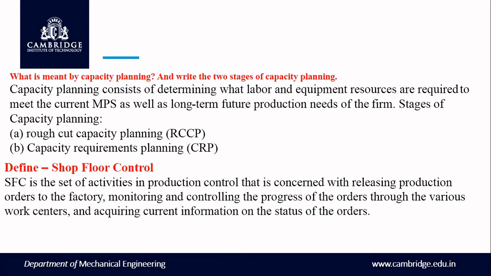Shop floor control is the set of activities in production control that is concerned with releasing production orders to the factory, monitoring and controlling the progress of the order through the various centers, and acquiring current information on the status of the order. This is called shop floor control. That is, it controls what is happening exactly in the machine, which type of product it is making. Is the machine idle? Is the machine working? Does the machine have some problem? Everything will be controlled with the help of a system. That is called shop floor control.